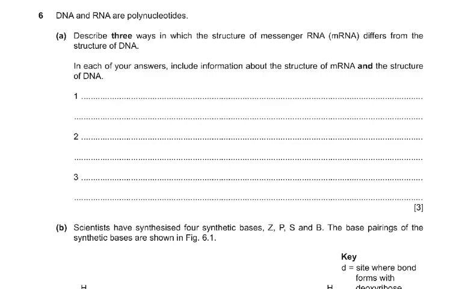Coming to the last question, which is question number 6. DNA and RNA are polynucleotides. Describe 3 ways in which the structure of mRNA differs from the structure of DNA. They're only talking of the mRNA. There are 3 types of RNA, please remember: mRNA, tRNA, and ribosomal RNA, which is rRNA. In each of your answers include information about structure of RNA and the structure of DNA. So structure, not function. Now, you can easily draw a line here, write mRNA here, and DNA here. Who says you can't do this? Usually students say, Miss, can we do this? Of course you can do this.